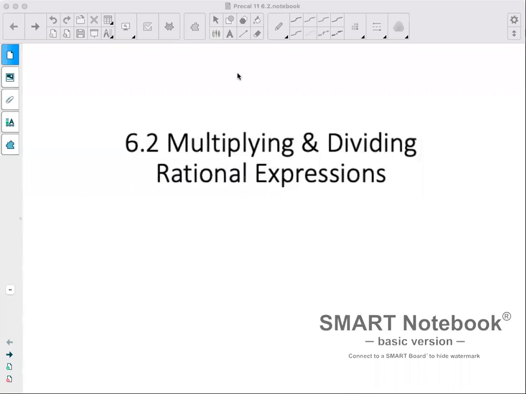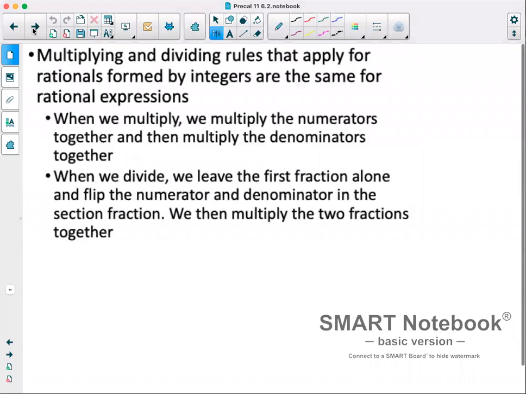Hi, today we're going over section 6.2, which is multiplying and dividing rational expressions. So for these, the multiplying and dividing rules that apply for rationals formed by integers are the same as for rational expressions. When we multiply, we multiply the numerators together, and then we multiply the denominators together. When we divide, we leave the first fraction alone, and then we flip the numerator and denominator in the second fraction. At that point, we then multiply the two fractions together using our rule of multiplying the numerators together and then the denominators together.